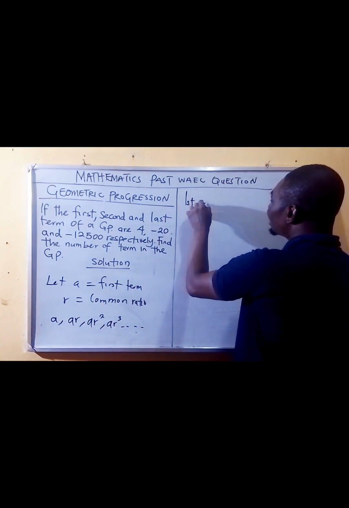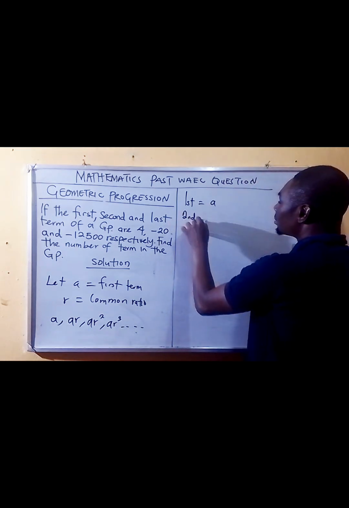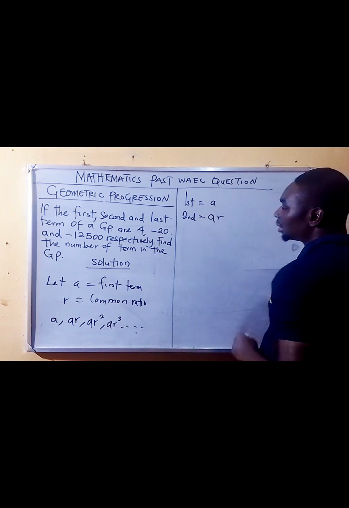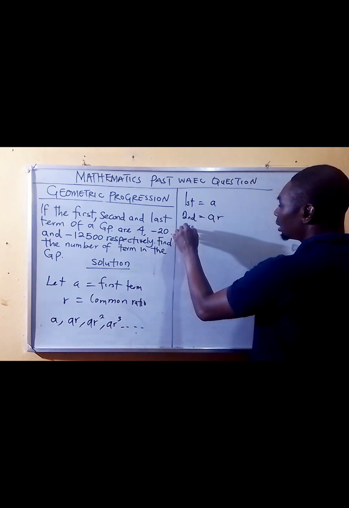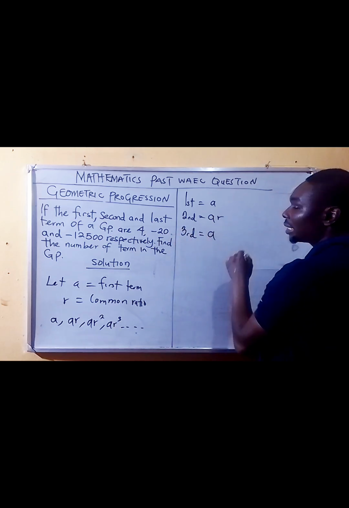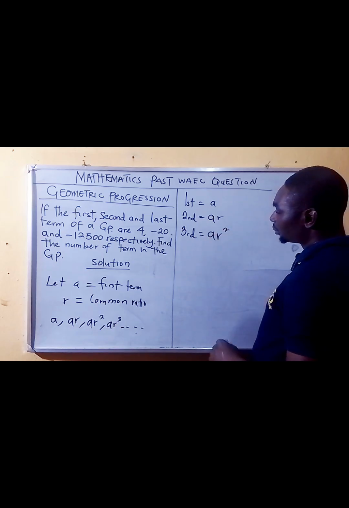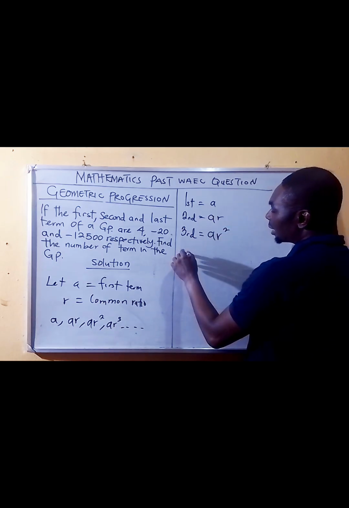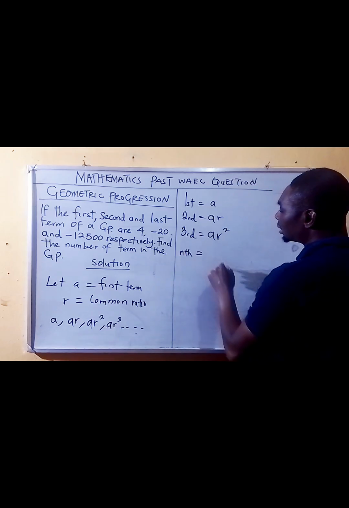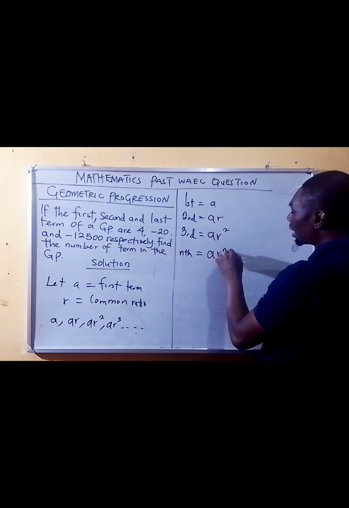the first term is equal to what? A. The second term is equal to A times what? The common ratio. Then the third term is A times R raised to the power of 2. Then let's say the nth term is equal to what? A times R raised to the power of n minus 1.